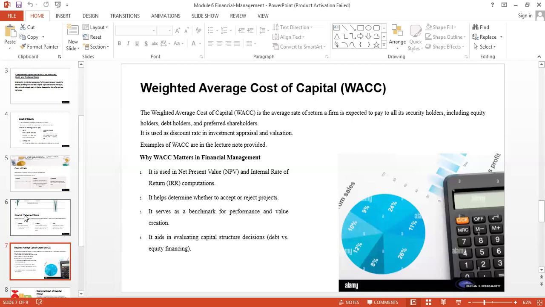Also, you can see calculations of WACC in the notes. It is well explained there. Why is WACC important in financial management? First, it is used in net present value and internal rate of return computation. The second is that it helps determine whether to accept or reject a project. It serves as a benchmark for performance and value creation. And lastly, it aids in evaluating capital structure decisions, which is debt versus equity financing.